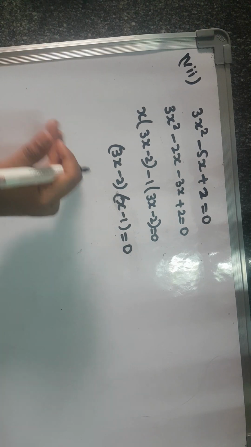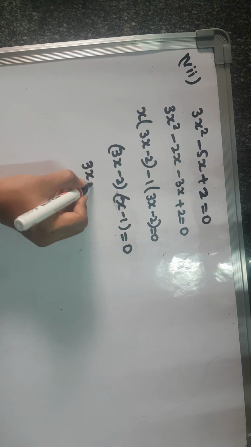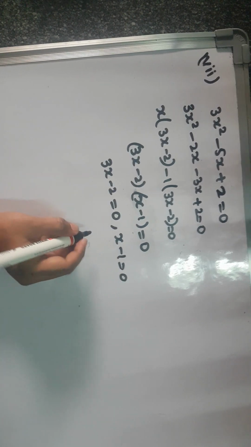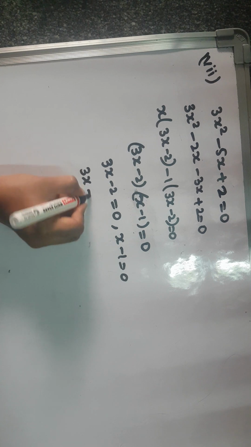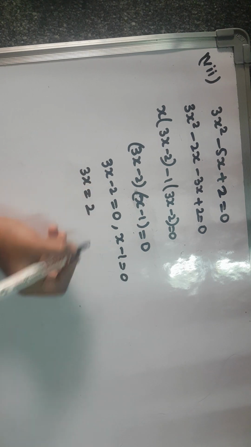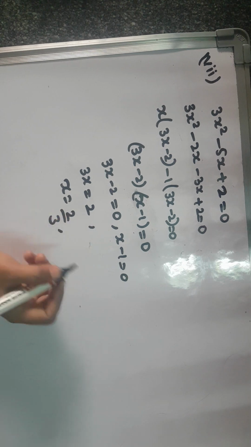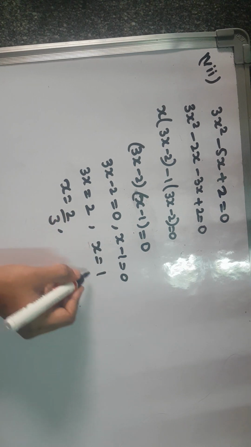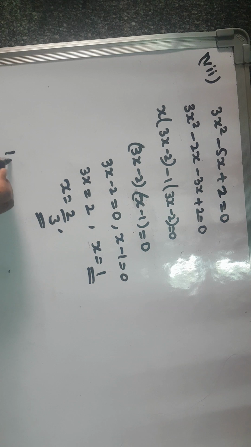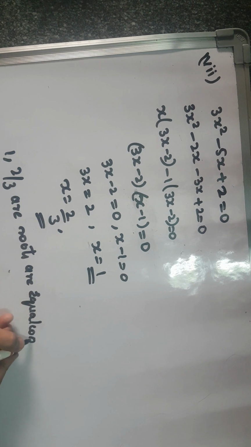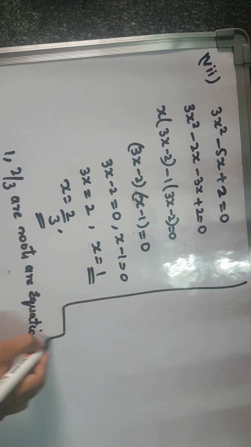I am separately equating this value to 0, means 3x minus 2 equals 0 and x minus 1 equals 0. Which gives 3x equals minus 2, when it goes to the RHS it gets the value 2, so x equals 2 by 3. And this also, x equals 1. So 1 comma 2 by 3 are roots of this equation. Now let us continue with the other problem.